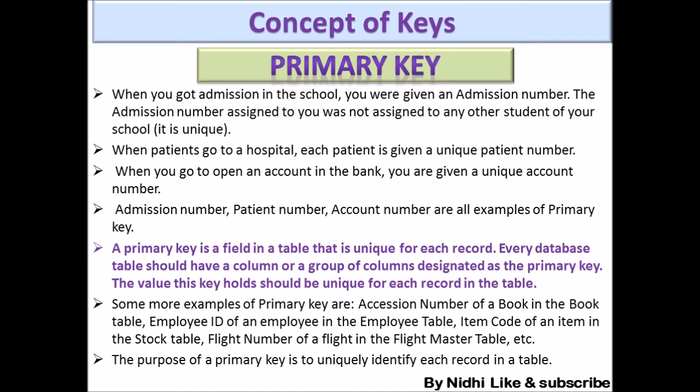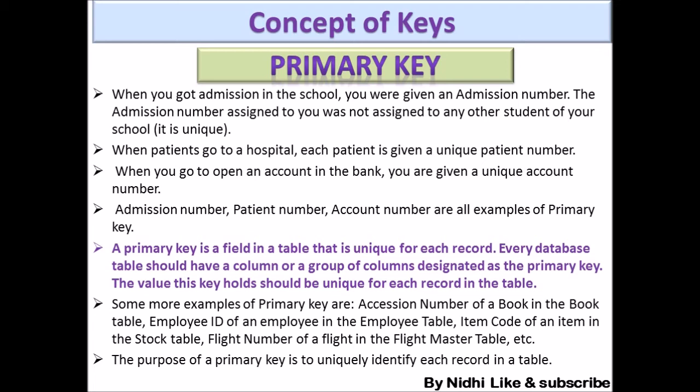A primary key is a field, meaning a column in a table, that is unique for each record. Okay, that should not be repeated, it should always be unique. Every database table should have a column or group of columns designated as the primary key. So the value this key holds should be unique for each record in the table. That means you can understand this as a unique value that a table can hold. Okay, for each row the primary key should be different.